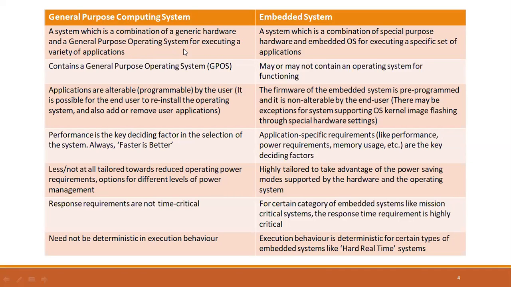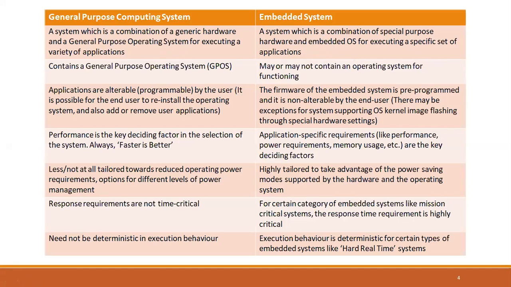And general purpose operating system in the sense, you have Windows 10, right? You can install this Windows 10 on any machine. You can install it on HP, or on Dell or any other machines. That's why these are all generic, either the hardware or the operating systems. Whereas an embedded system is a combination of special purpose hardware and embedded OS for executing a specific set of applications. They are meant for executing a specific set of applications, right?